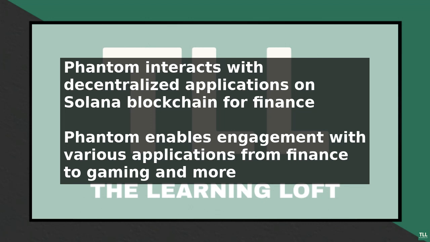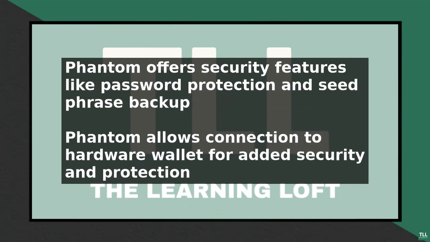To get started with Phantom, users can download the browser extension or mobile application, create a new wallet, and back up their seed phrase in a secure location. From there, users can deposit Solana or other Solana-based tokens, browse DApps, and interact with the Solana ecosystem. Best practices for using Phantom include keeping the seed phrase secure, enabling password protection, and regularly updating the wallet software to ensure the latest security patches and features.